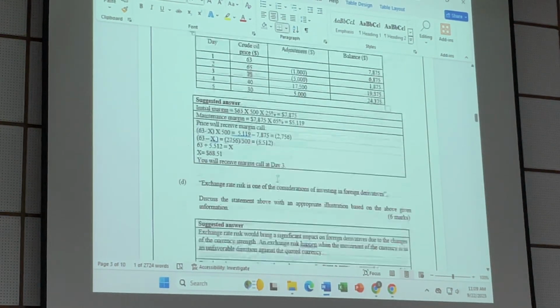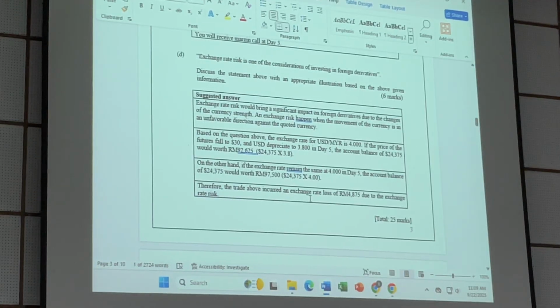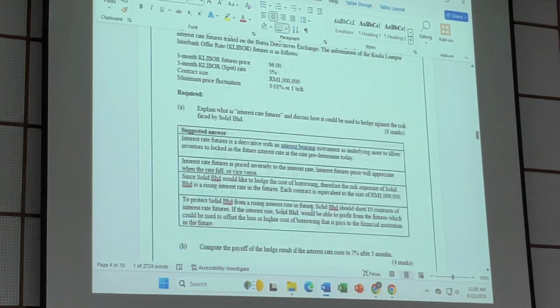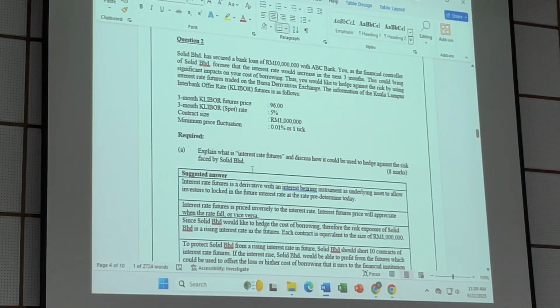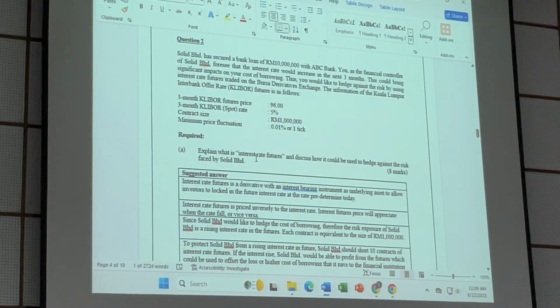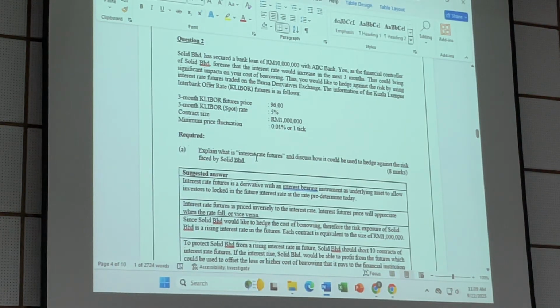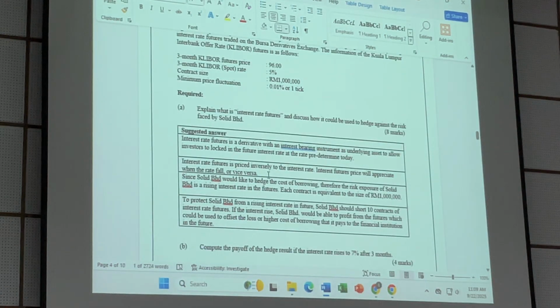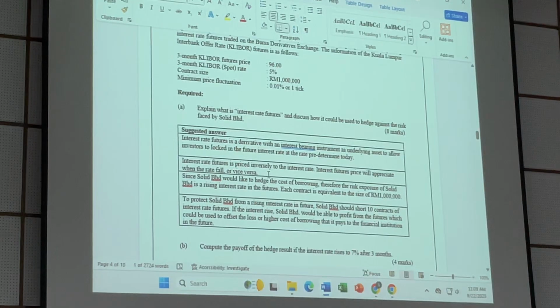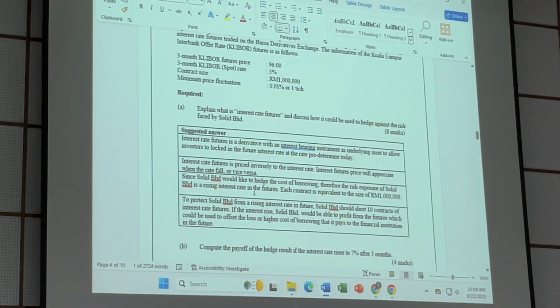Okay, so this one you just skip through. So the theory part, just skip through. And this one also I have explained already. In many past years we also asked you to identify and explain the term interest rate futures, and how this company can hedge the risk. So all the explanation has to be clearly explained.